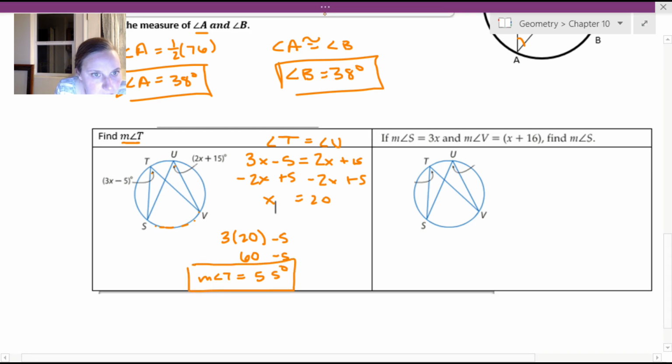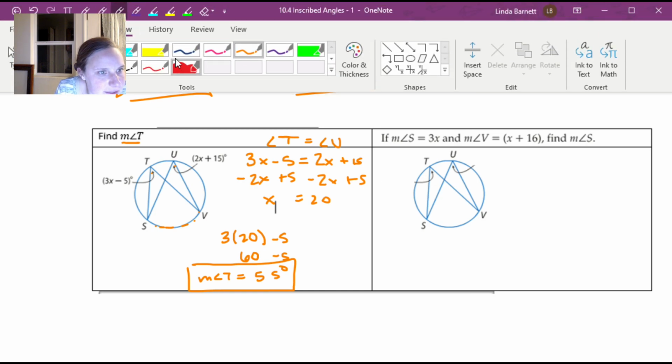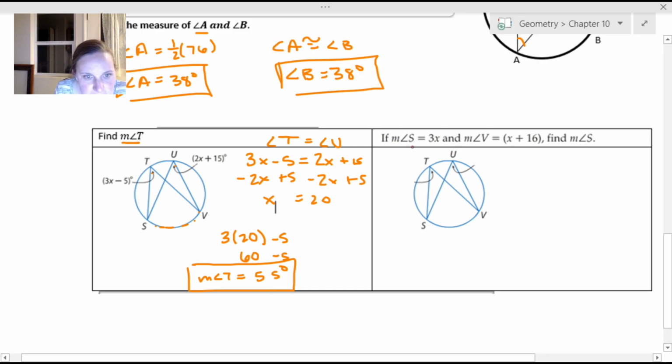All right, it's the same picture, but we're given different angles this time. It says the measure of angle S, this angle right here, is 3x. And the measure of angle V, this angle right here, is x plus 16. Find the measure of angle S. So same thing, they're intercepting the same arc, this arc TU. So angle S is going to be equal to angle V. So I'm just substituting that in. 3x is equal to x plus 16.